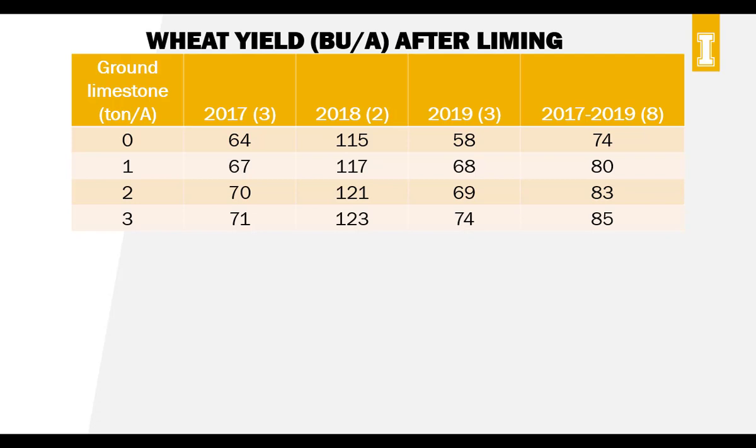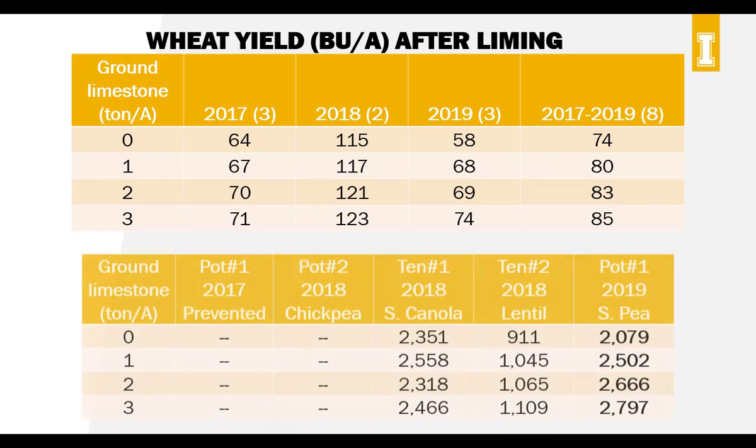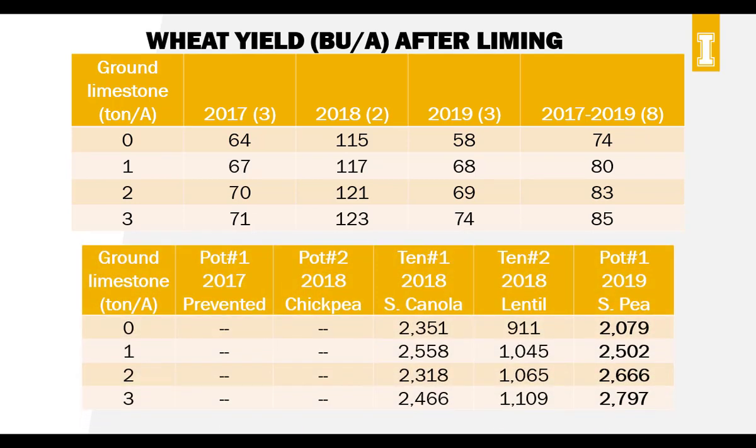Just briefly getting to yields, in the interest of time, I'll jump to the averages here. If we look across all 8 site years that we've done, we've seen about a 6 bushel advantage to the 1 ton rate, 9 bushels for 2 ton, and 11 bushels for the 3 ton rate when we look at wheat. We look at some of our alternative crops, and the biggest responses we've seen have been with lentils and peas. Nice incremental increases with lentils. With some of our spring peas this last year, we saw anywhere from a 500 to 800 pound per acre increase in our yields.